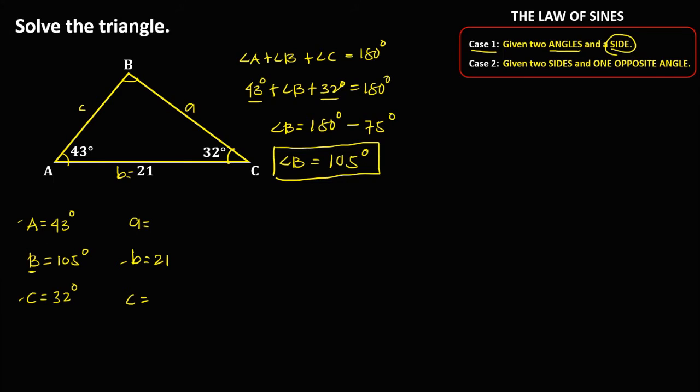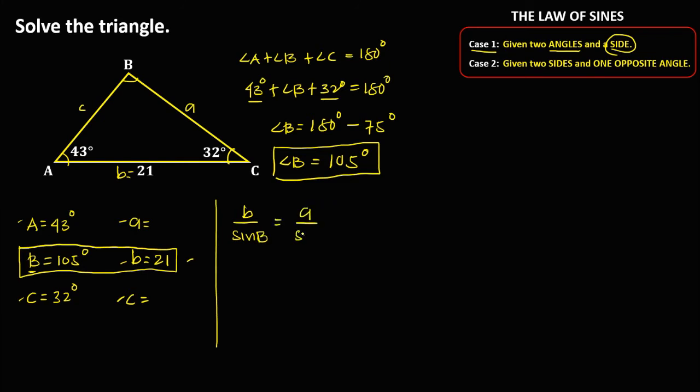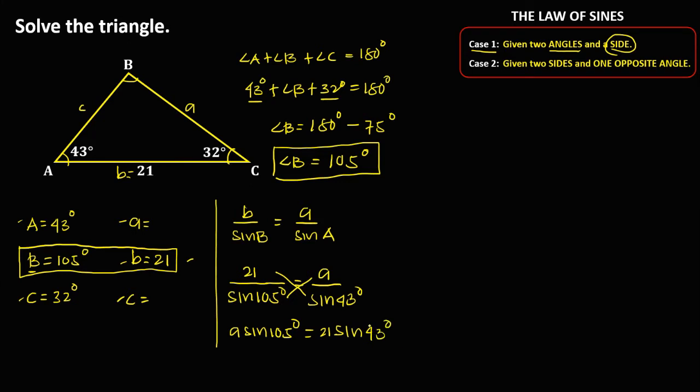Then since for B, we have this angle and the given side, therefore we're going to use this one to solve for side a and side c. So to solve for side a, using this, we have b over sine B equals a over sine A. So side b is 21 over sine angle B, that's 105 degrees, then equals a, the unknown, over sine A, that's 43 degrees. Then do cross multiplication, so we have a sine 105 degrees equals 21 sine 43 degrees.